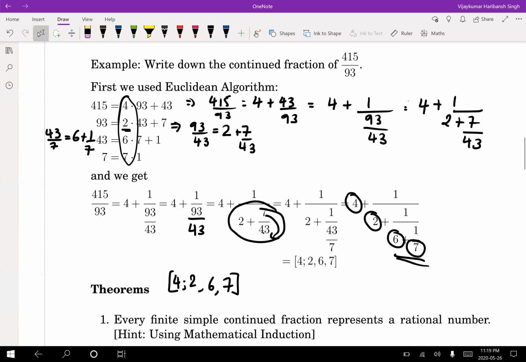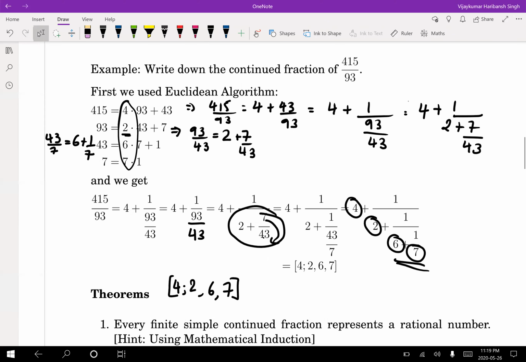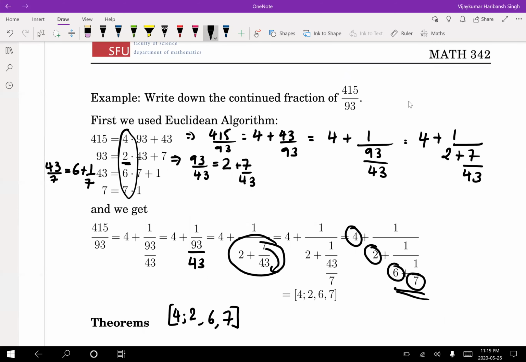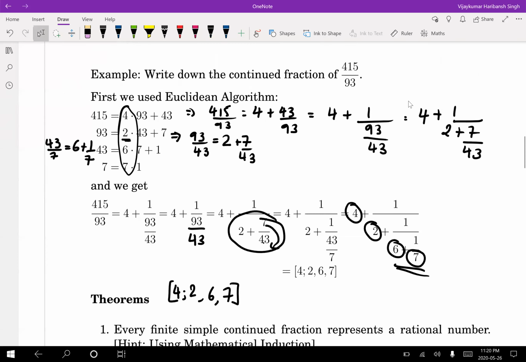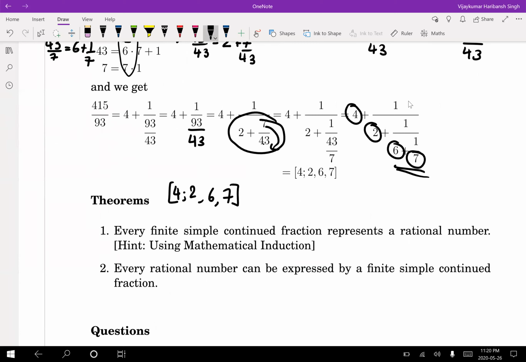So there are a few results about it. So it seems like for a rational number, at least in this case, which is 415 divided by 93, I can write it as a finite continued fraction. All right. Now, so it seems like every rational number can be represented by a finite simple continued fraction. And consequently, we can show that every finite simple continued fraction represents a rational number.